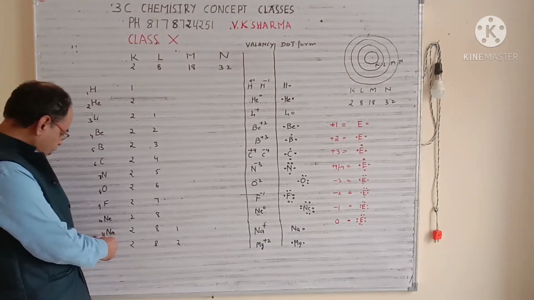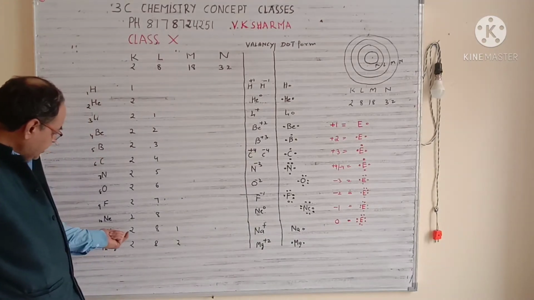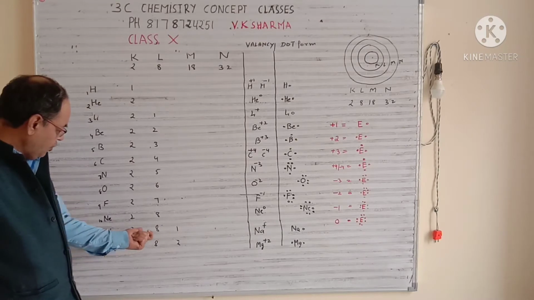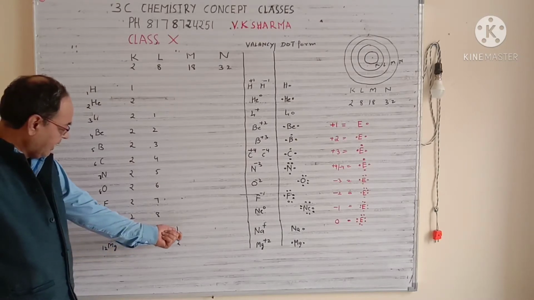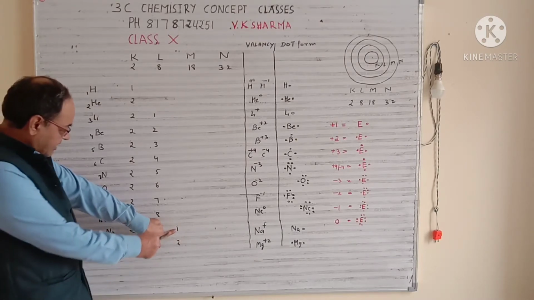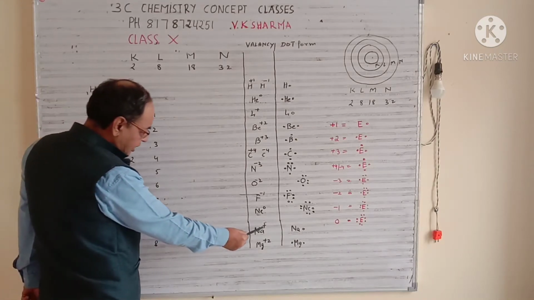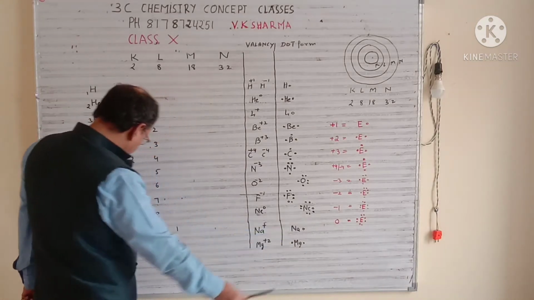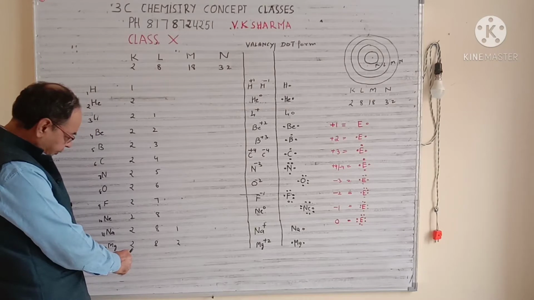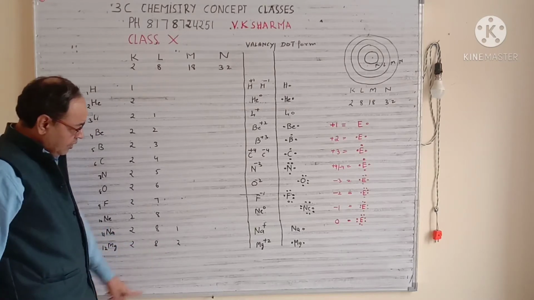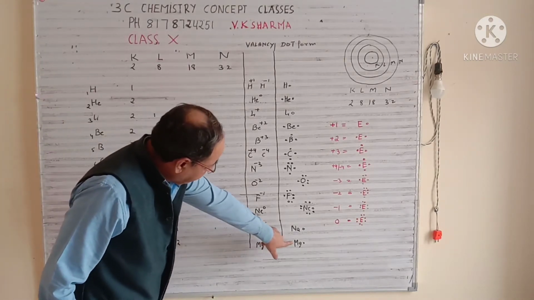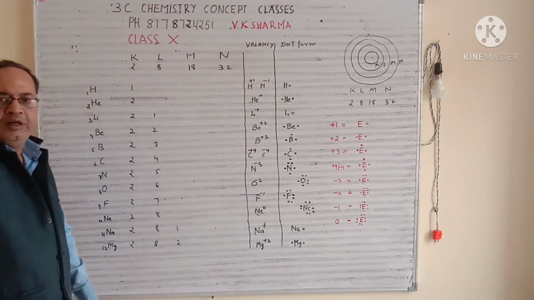Now the next member is sodium. So sodium is 2, 8, 1. First shell will have 2, second has 8, third has 1. So now the last shell is this, so it will try to give 1. So it is 1 positive, again 1 electron. Same way Mg is 2, 8, 2. So Mg is 2 positive and it has 2 electrons in the last shell.